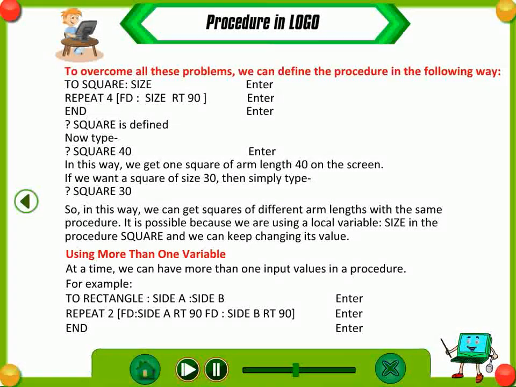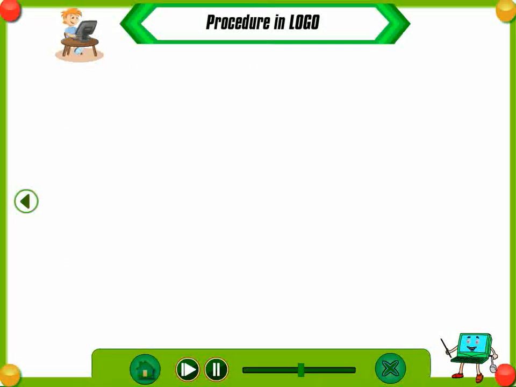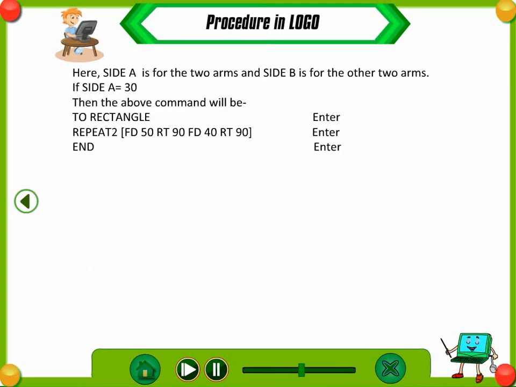Using more than one variable at a time, we can have more than one input value in a procedure. For example, to rectangle, side A, side B, enter. Repeat 2 [FD side A, RT 90, FD side B, RT 90], enter. And, enter. Here, side A is for the two arms and side B is for the other two arms.